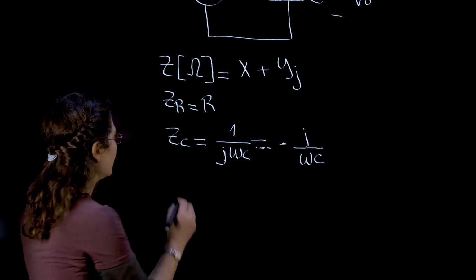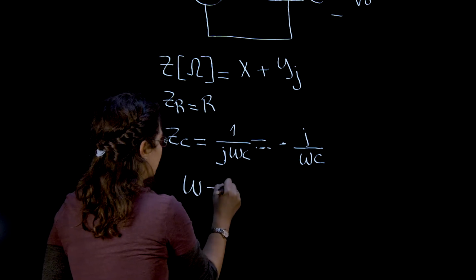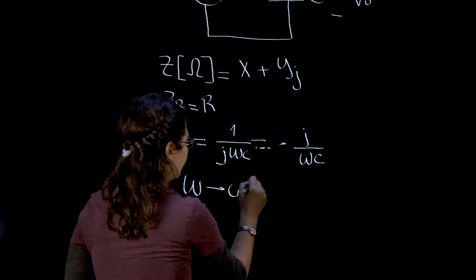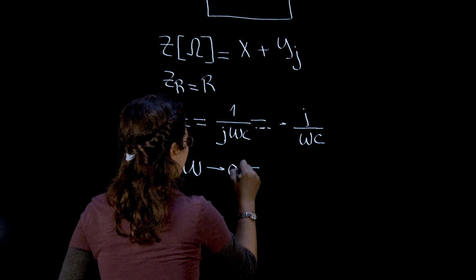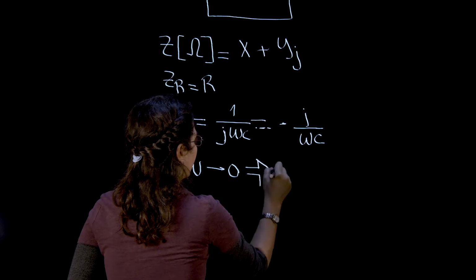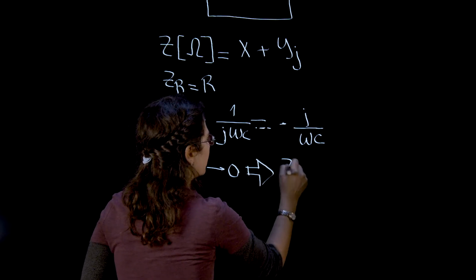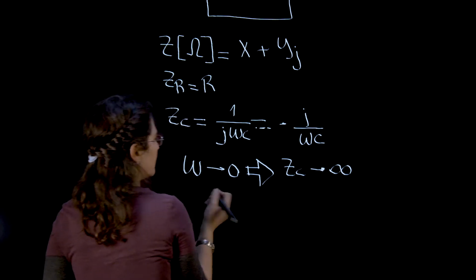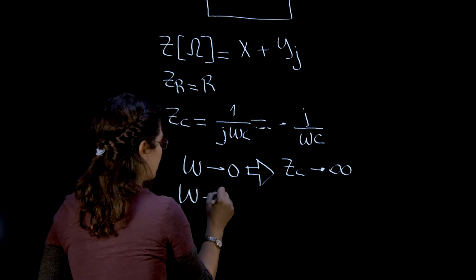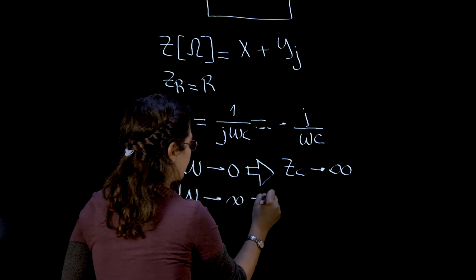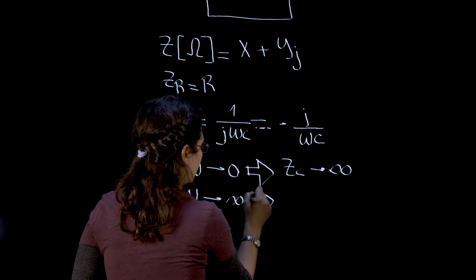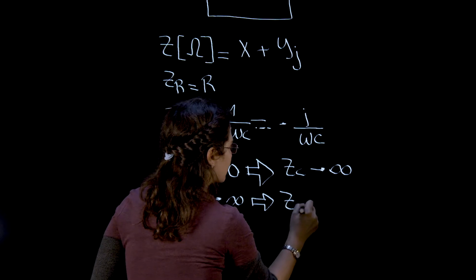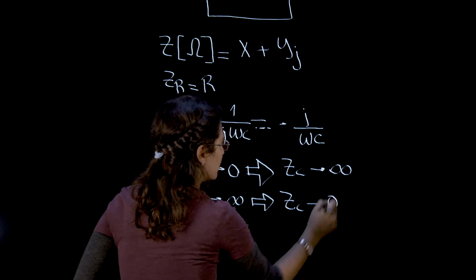Now, we can also immediately see from here that for different frequencies, my capacitor will have different impedances. So, for instance, when omega tends to 0, the impedance of the capacitor will be very big, will tend to infinity. And when omega tends to infinity, then the impedance of my capacitor will tend to 0.